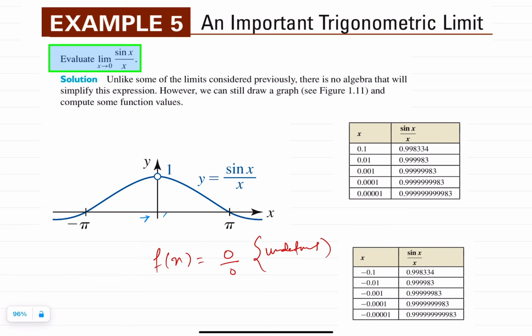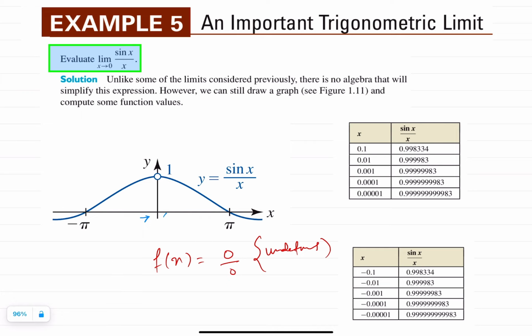So what we're going to do is approach the value 0 from the left hand side and the right hand side, and observe how the function behaves and what output it generates. Unlike in previous examples, where we could have used algebra to simplify the expression and find the limit, not in this case, because sin x by x cannot be simplified.